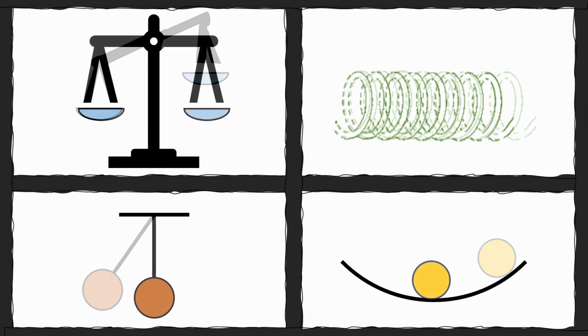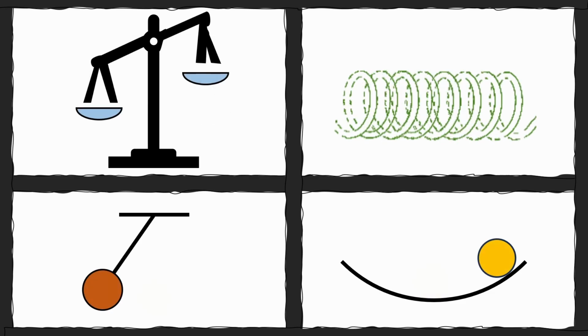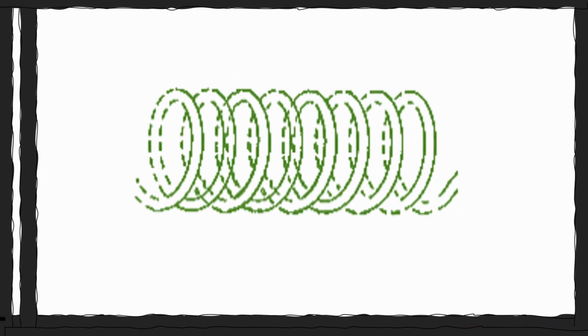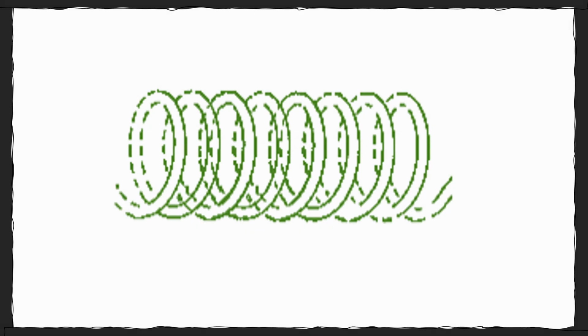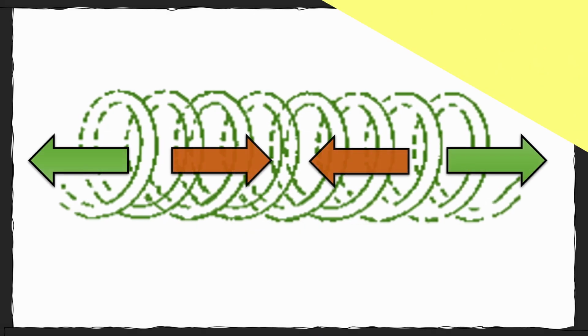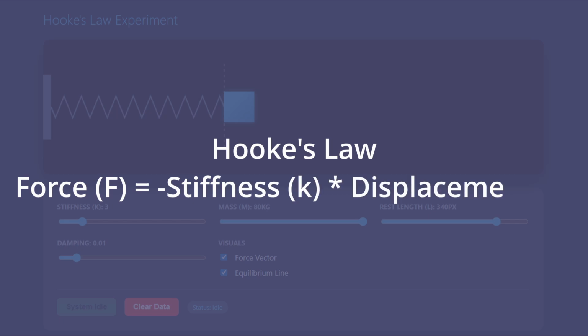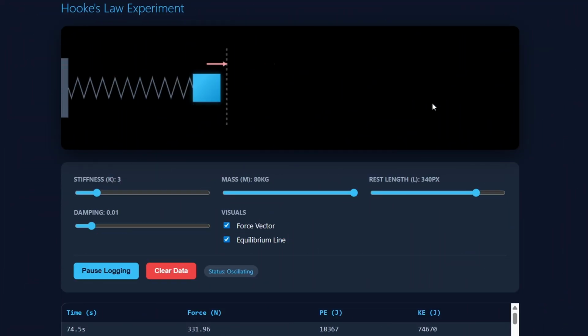Everything in physics wants to be at peace. We call this equilibrium. A spring is only happy when it's at its rest length. If you pull it away from that length, it pulls back. This is Hooke's law. Force equals stiffness times displacement. If you pull a spring twice as far, it pulls back twice as hard.